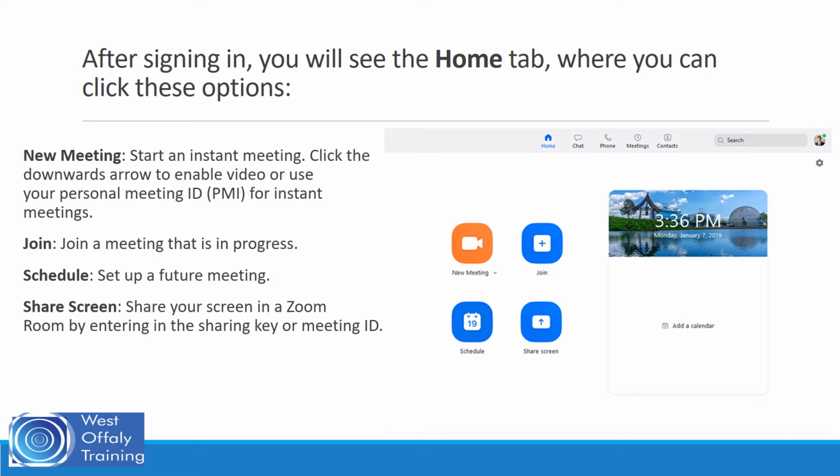The fourth icon on the home screen is share screen. You share your screen in a Zoom room by entering the sharing key or meeting ID as mentioned above. Now again, the sharing key is the other alternative that you're given when you schedule a meeting that you can send to someone, so they can use either to join a meeting. You have your sharing key, which will be given to you as a link to send to others in an email or messenger app, or alternatively the personal meeting ID, which we've talked about.